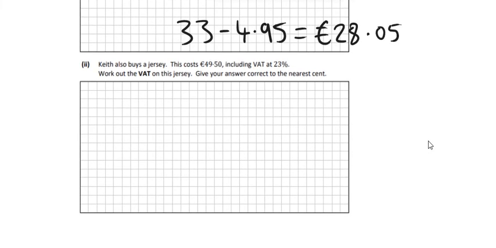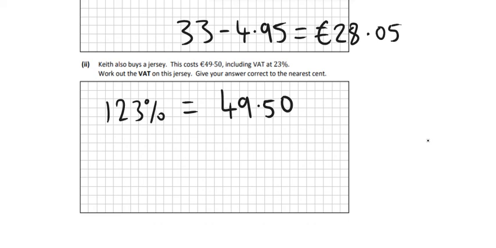Right, and this is the last part. So he also buys a jersey. This costs 49.50, including VAT at 23%. So the original price is at 100%, and then there's an extra 23% added on. 23% VAT is a tax that's added on to stuff that you buy. So 123% will be equal to that.